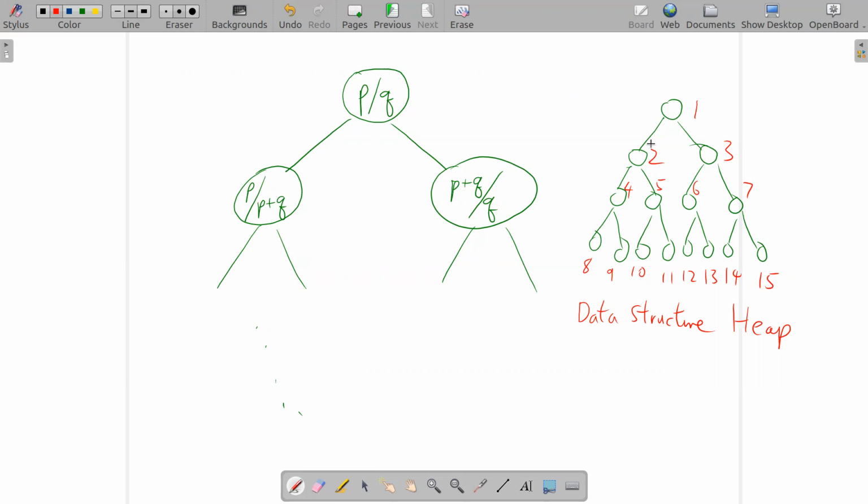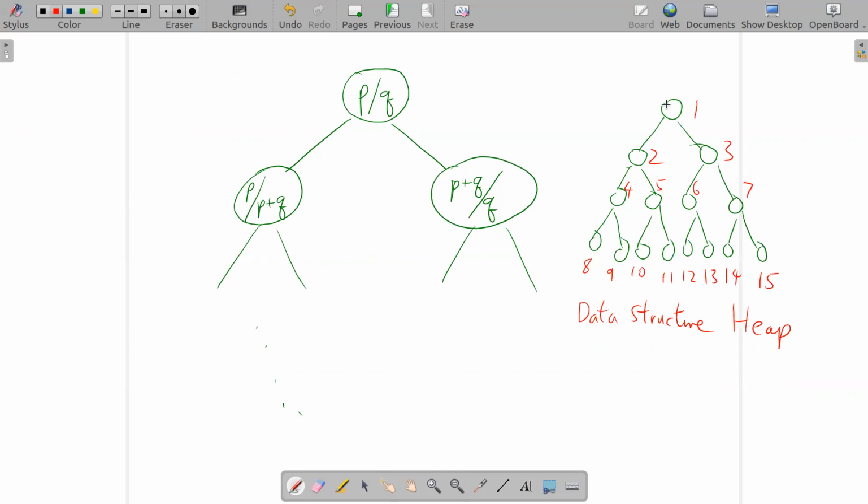Anyway, a binary heap is basically a complete binary tree like this, and you store numbers in these nodes, and each number is always going to be bigger than or equal to its two children. But there's nothing that says the left child is bigger than the right child, or the right child is bigger than the left child. The left and right are not ordered.